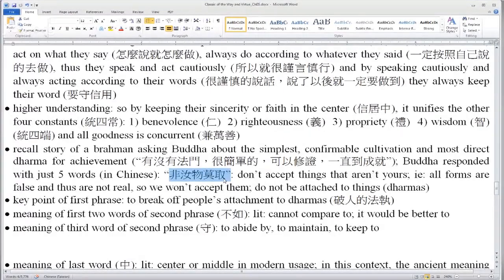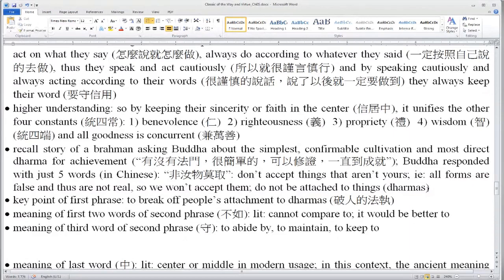So what's not yours? 非汝 means not yours. Things that are not yours, do not accept. So the translation is: don't accept things that aren't yours. That is, all forms are false, and thus not real. So we won't accept them, or become attached to things or dharmas.